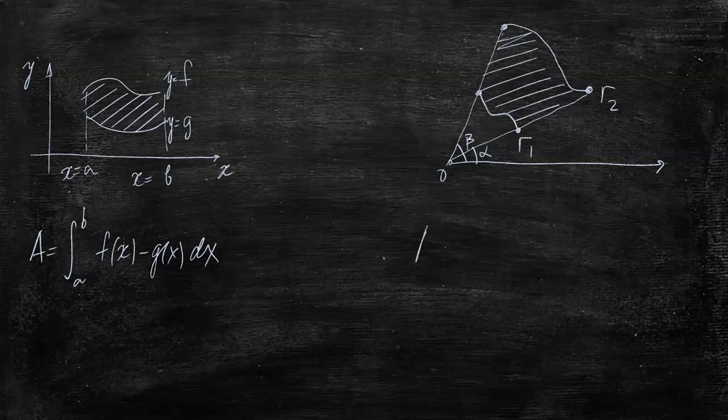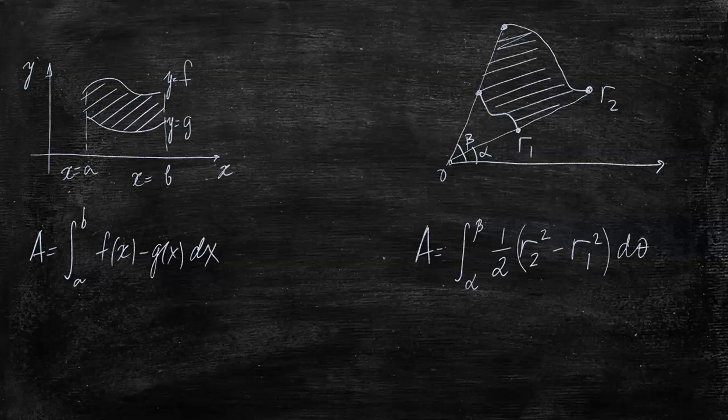The answer is yes. The formula is very similar in spirit to the one we just mentioned on the left side, and it's going to be the integral from alpha to beta of 1/2 r2 squared. So r2 is the biggest one, the furthest away from the pole, minus r1 squared, and all that d theta. So this is how we find this area.